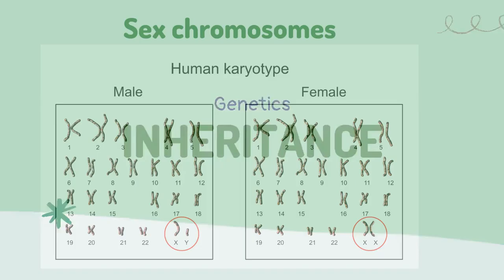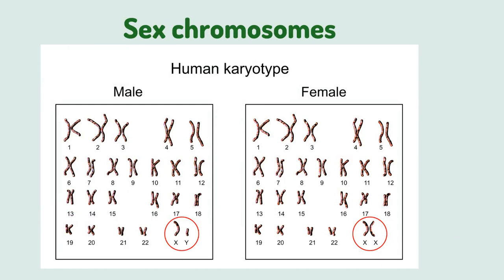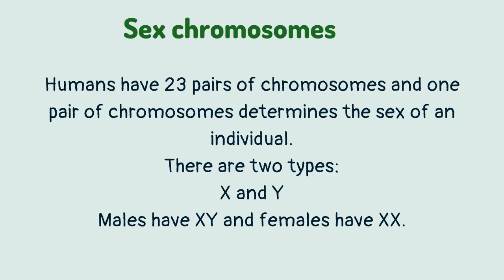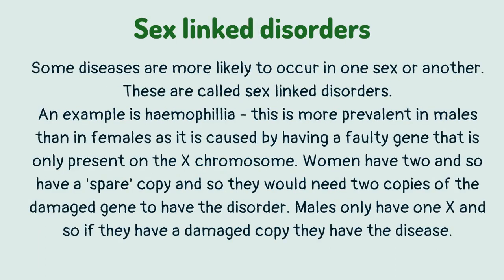Inheritance. Humans have 23 pairs of chromosomes, and one pair of chromosomes determines the sex of an individual. There are two types, X and Y. Males have XY and females have XX. Some diseases are more likely to occur in one sex or another. These are called sex-linked disorders.